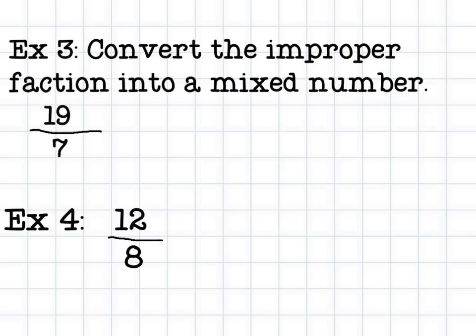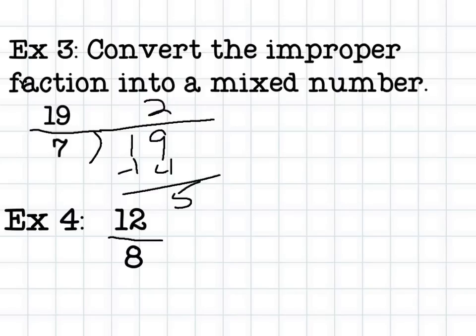Now, in order to convert the improper fraction 19/7 into a mixed number, you have to divide the denominator into the numerator. So you would divide 7 into 19 2 times, subtract the 14, you're left with 5. So the quotient is 2, that's the whole number, and the remainder, which is the 5, becomes the numerator. Your denominator stays the same. So your final answer here is 2 5/7.